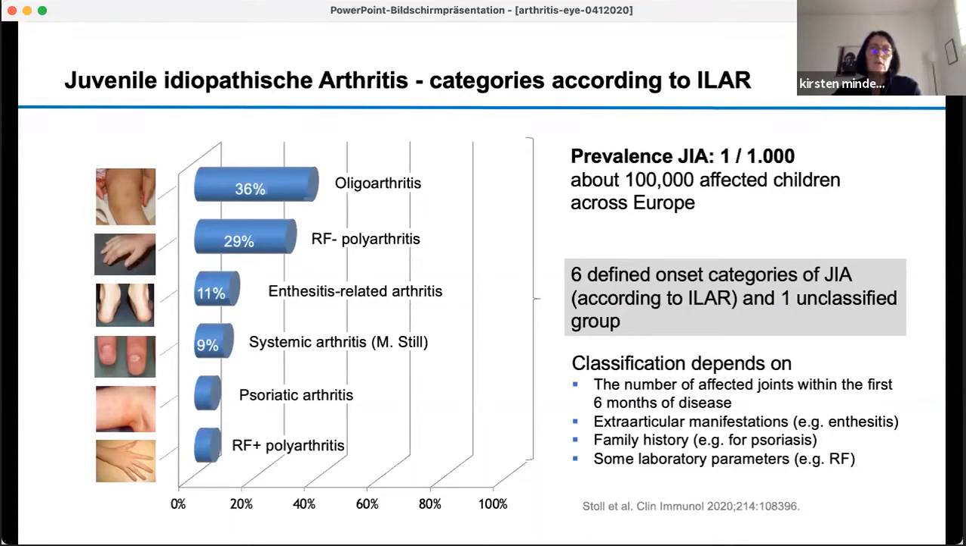According to the current ILAR classification, we distinguish these 6 defined onset categories, which are listed here in descending order of their relative frequencies. And this classification is based on their clinical pattern, namely the number of affected joints within the first 6 months of disease, extra-articular manifestations, family history, and some laboratory parameters. And these different types of JIA differ in their genetic background, response to treatment, disease outcome, but also regarding eye involvement. So you see in Europe, the most common type of JIA is oligoarthritis.